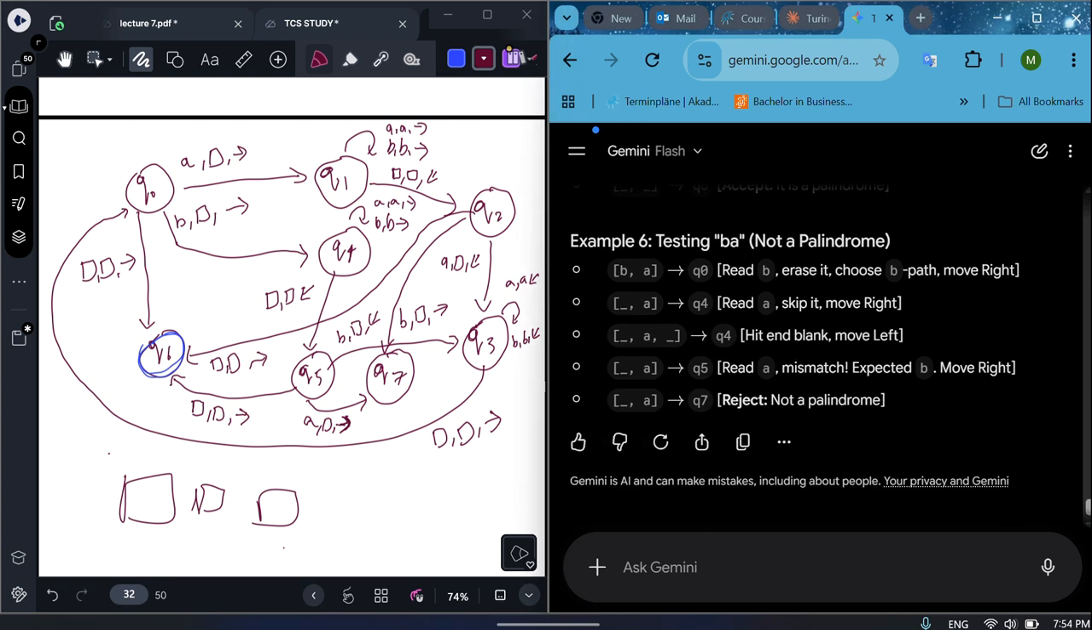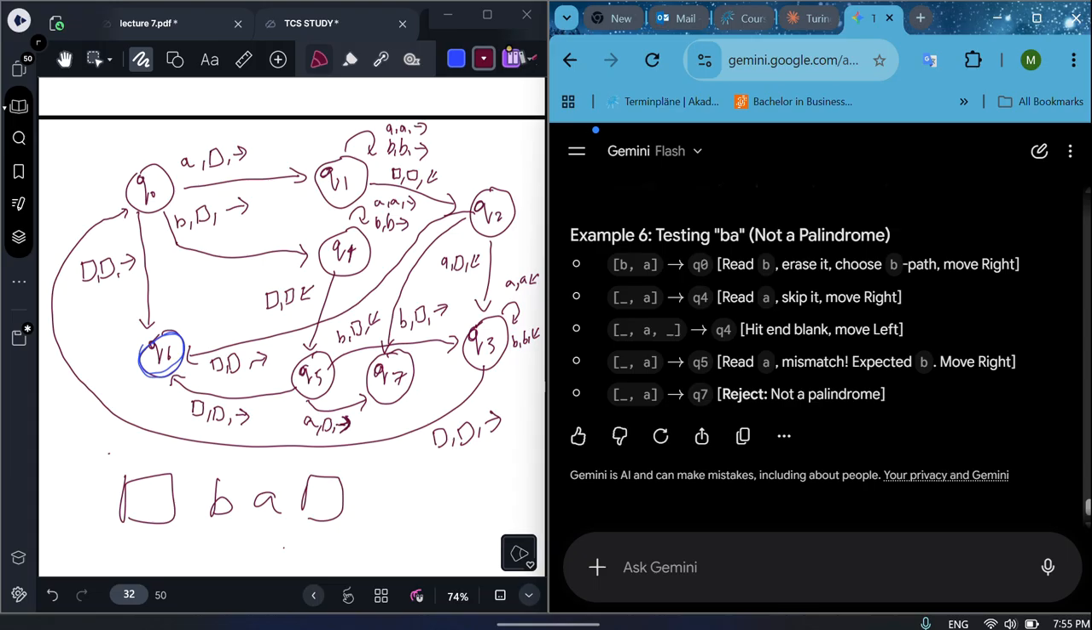Now looking at another example, BA. We know that BA is not a palindrome. So first of all, in Q0, it will read a B and go down the path of B into Q4. It will erase it as well. And then we will be over here.